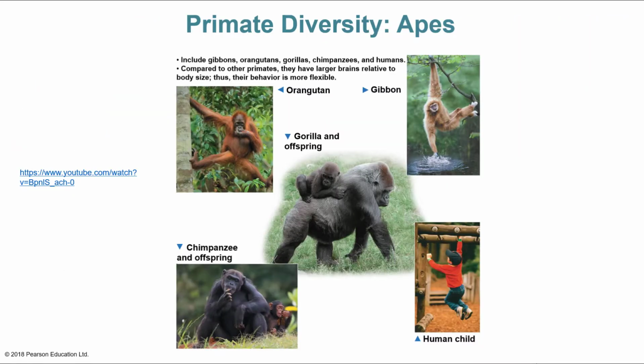We also have within this primate group the apes, and of course the apes include the chimps, gorillas, orangutans, gibbons, and humans. Compared to other primates, they have very large brains relative to their body size. So gram for gram, you have a much larger ratio of brain mass and brain size in this group compared to the other groups. Here we'll see a video on primates.